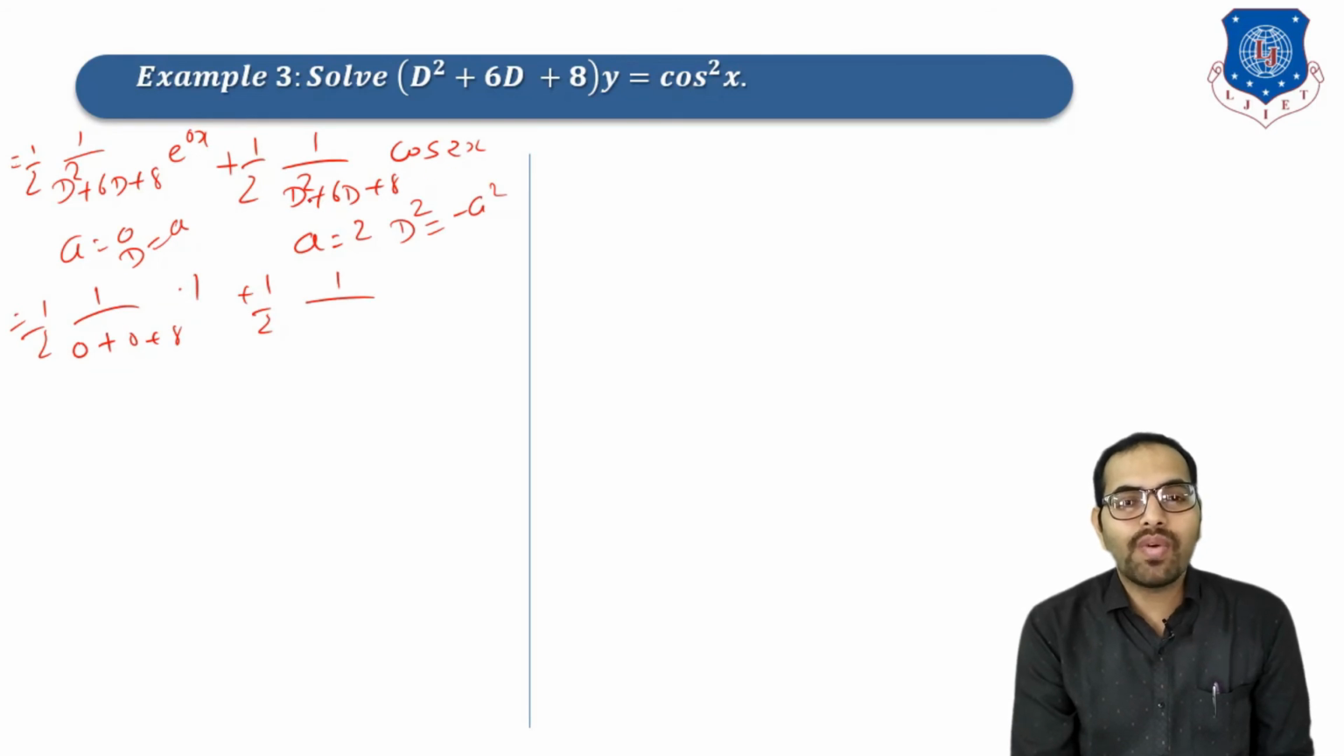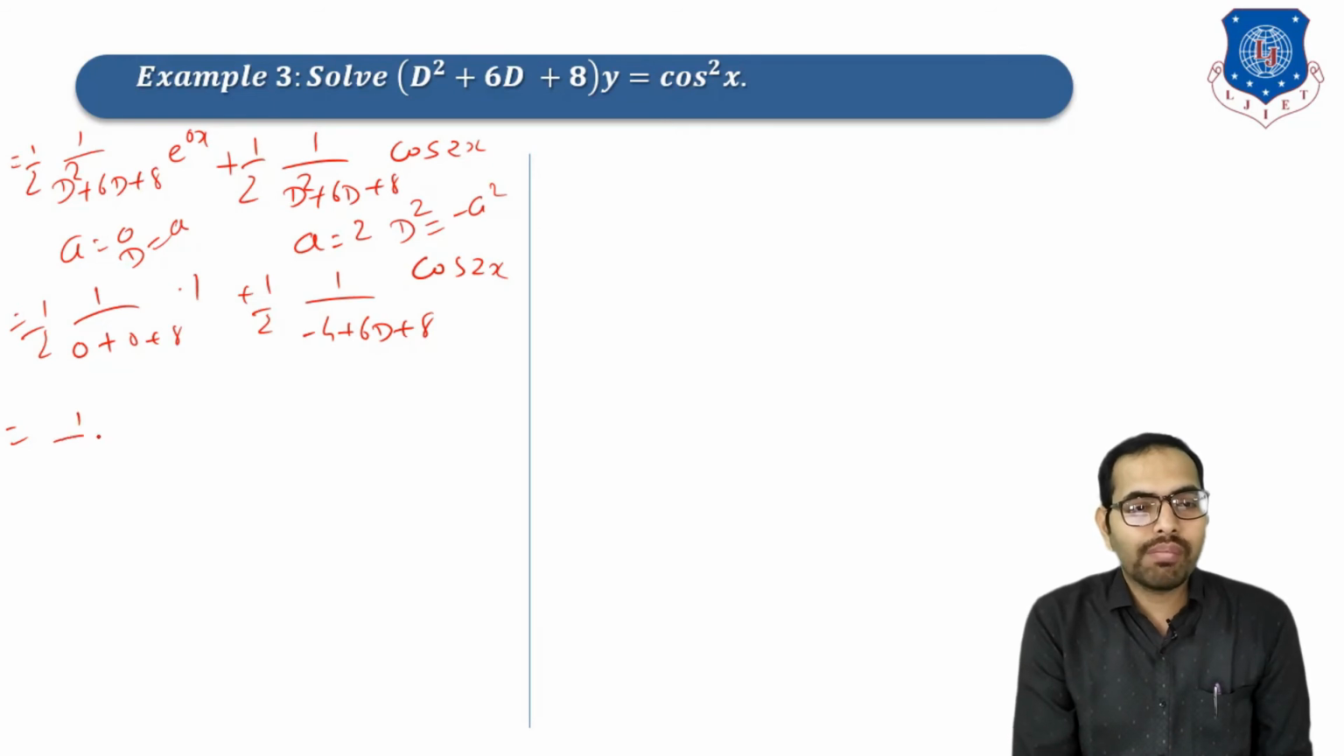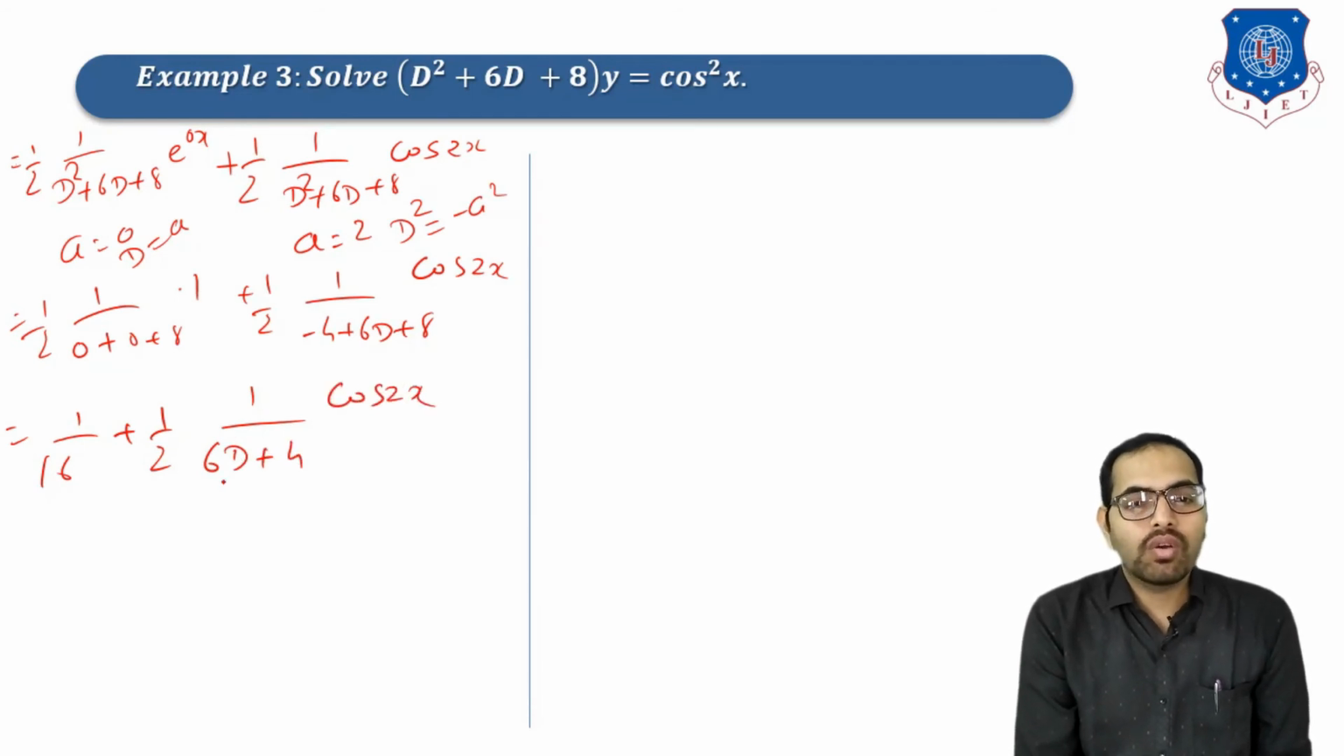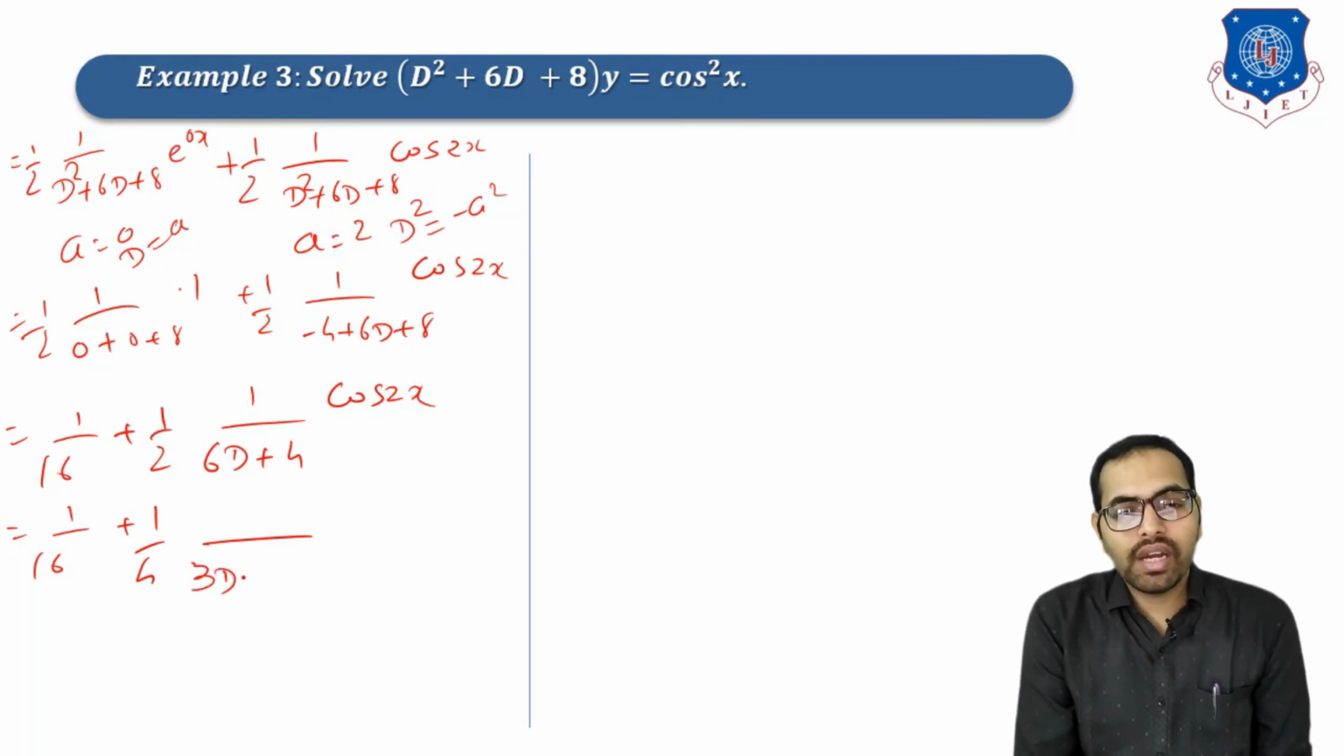Here we replace D square as minus a square, then minus 4 plus 6D kept as it is plus 8 into cos 2x. Then the first term becomes 8 into 2, then 1 by 16 plus 1 by 2 kept as it is. Here it becomes 6D plus 4 into cos 2x. In that case 2 will be common out, then it becomes 1 by 4, here 3D plus 2.